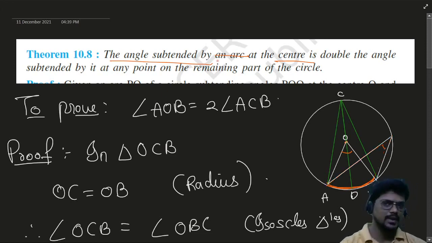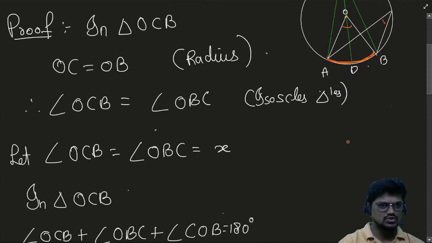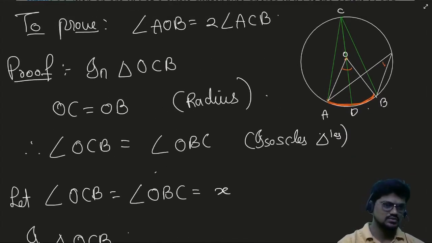The angle subtended by an arc at the center is double the angle subtended by it at any point on the remaining part of the circle. Fine. These two theorems are clear, because based on these two theorems only we'll be doing the further exercise. And there is one more theorem remaining, I think.